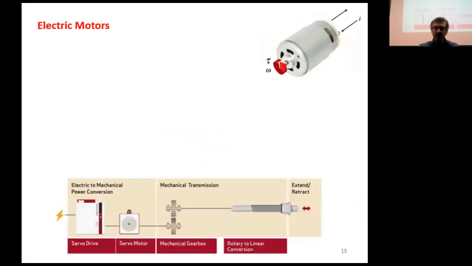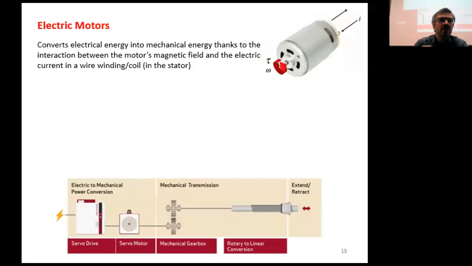Now we can start talking about electrical motors. An electric motor is an actuator that converts electrical energy into mechanical energy thanks to the interaction between some magnetic fields in the motor and the current that is flowing into a coil. A coil is just a winding, like in Italian is avvolgimento. It's an inductance that is present in the electrical motors. You will see a picture of that.